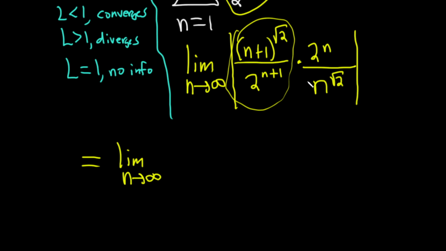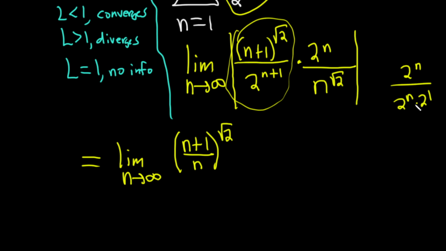Let's go ahead and just clean this up a little bit here. So n plus 1 to the square root of 2 over n to the square root of 2. What you can do with that is you can write it like this, n plus 1 over n, all to the square root of 2. And then for the 2 to the n and 2 to the n plus 1, well, think of the 2 to the n plus 1 as 2 to the n times 2. And so you see, you're just going to get a 2 there on the bottom. So this is just times 1/2.